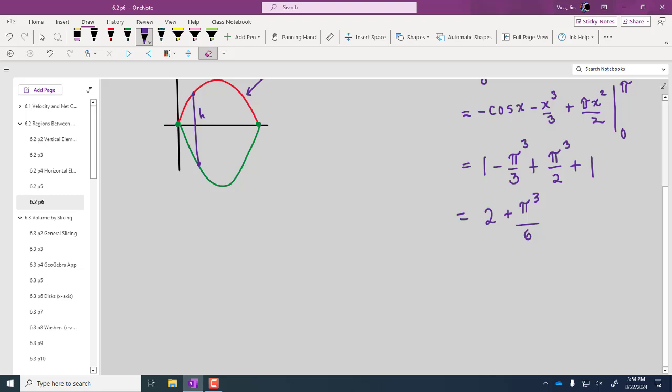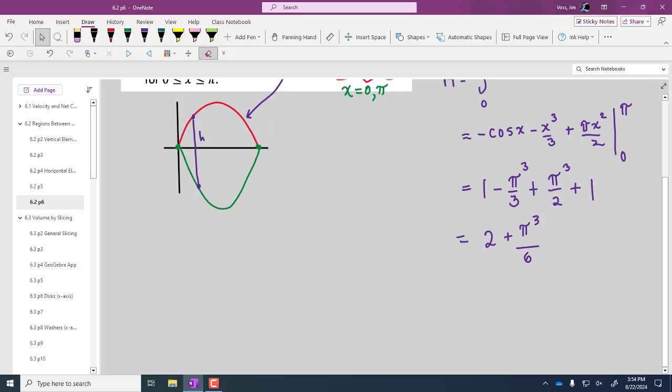Wouldn't one of those ones be negative? Yeah. When we plug in pi here, we get negative 1 times negative 1, which is positive 1. But then when we plug in 0 here, cosine of 0 is 1, so this is negative 1, but we're subtracting off the negative 1 because it's the lower limit of integration. So it turns out to be positive after all. So we can write it like that.